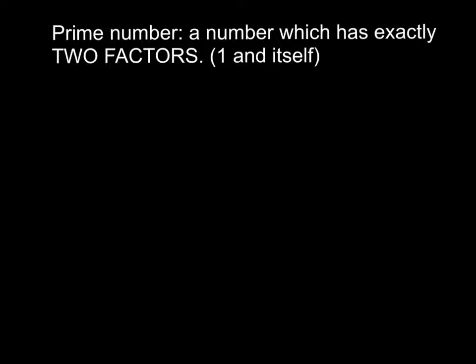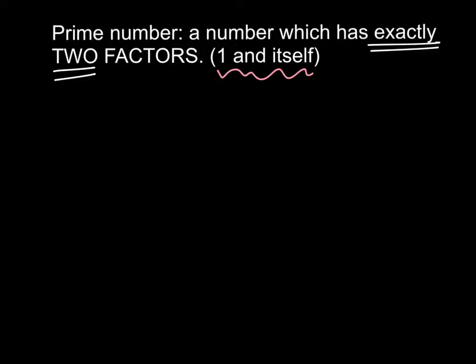Okay, so prime numbers. A number which has exactly, and I'm going to underline that, exactly 2 factors. And I'm going to underline the 2 because that's important. Now, the primary school definition relates to the numbers 1 and itself, which is true, but you do really need to understand that it has to have exactly 2 factors.